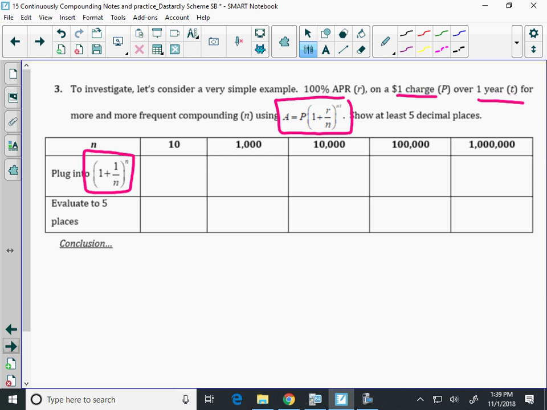So if I took interest, we're just going to see a pattern here. These times: 10 times, 1,000 times, 10,000 times. We want to know what happens to the money you would owe. So let's do 10 together and then we'll break it up so that we can write a little bit less. If I take interest 10 times, I'm going to put in 10 for n. So you would have 1 plus 1 over 10 to the 10th power. I'm going to evaluate.